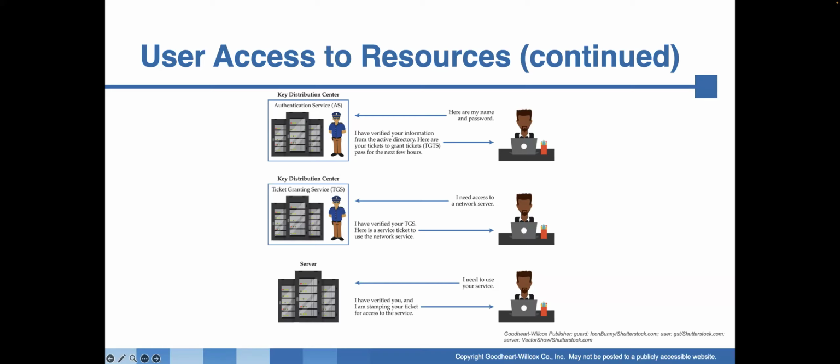Next, the user now needs to present those tickets to the ticket granting service of Kerberos. I need access to the network server. Sometimes it could even be the file server or the application server. Once again, those tickets are verified: I have verified your tickets. Here is the service ticket to use the network service, and after that the user can then gain access to the service he or she wants to use.